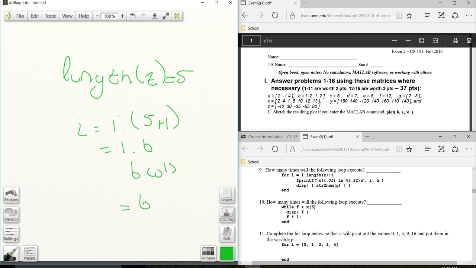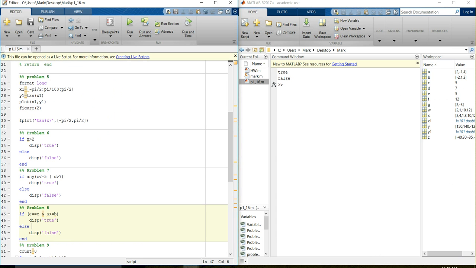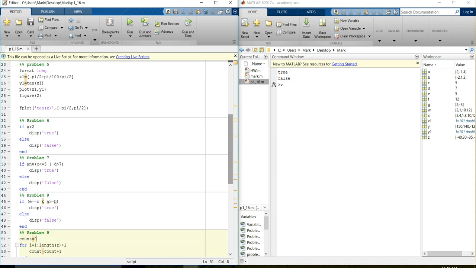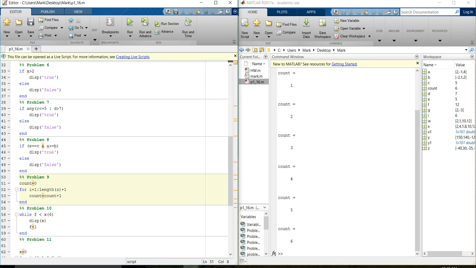If we come over here to the MATLAB code, I prove this to you by using a counter. Let me run this section. You see that it counts from 1 all the way up to 6. This is the first time, second time, third time, fourth time, fifth time it loops, and it ends on the 6th loop. So it's looping 6 times.